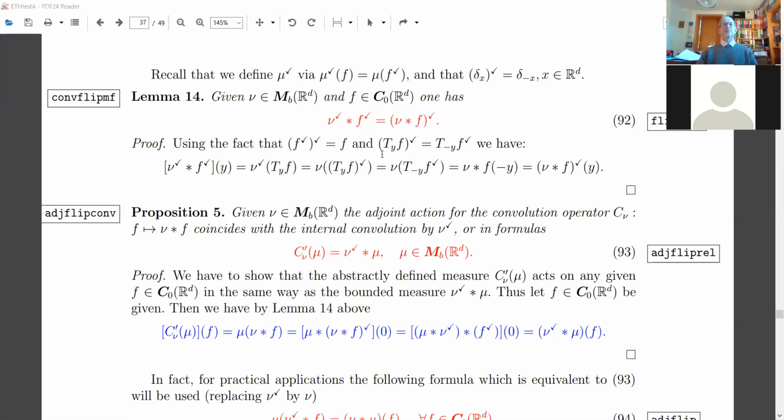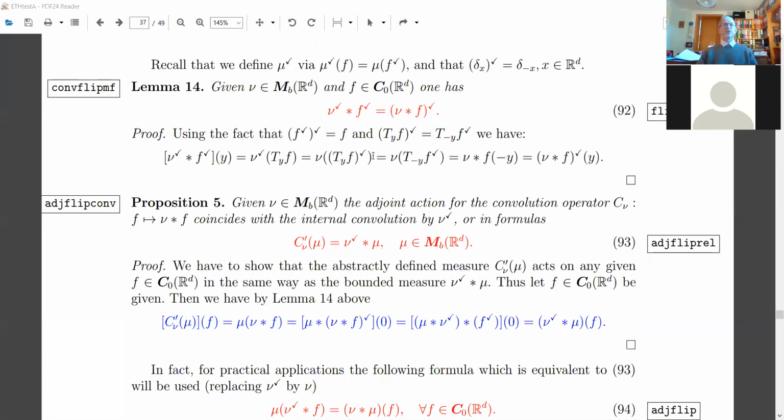So the proof will be actually the proof of proposition 5. So proposition 5 in this version of my script is now exactly proposition 4, but with a shorter and more elegant proof using what we have already. And already earlier, I was showing you lemma 14, which means the flip operator is compatible with convolution.